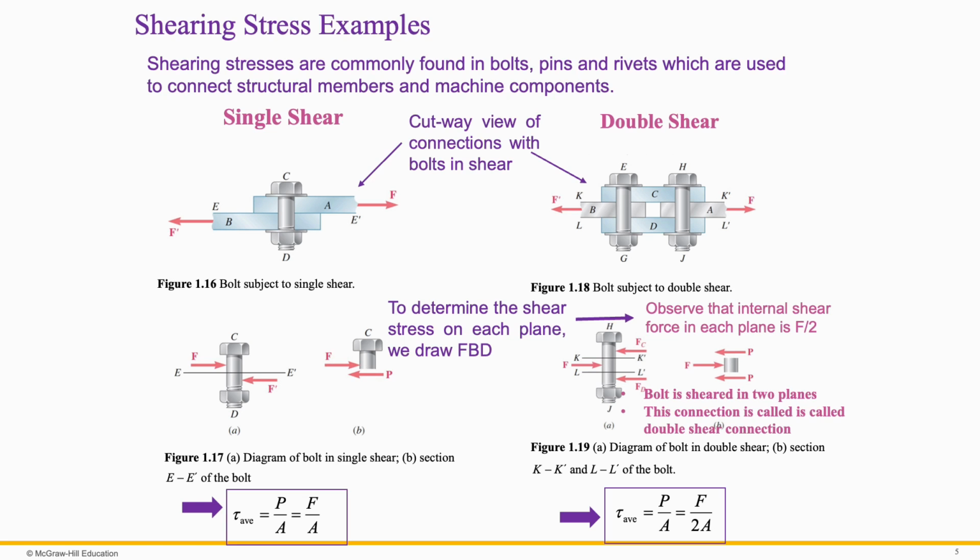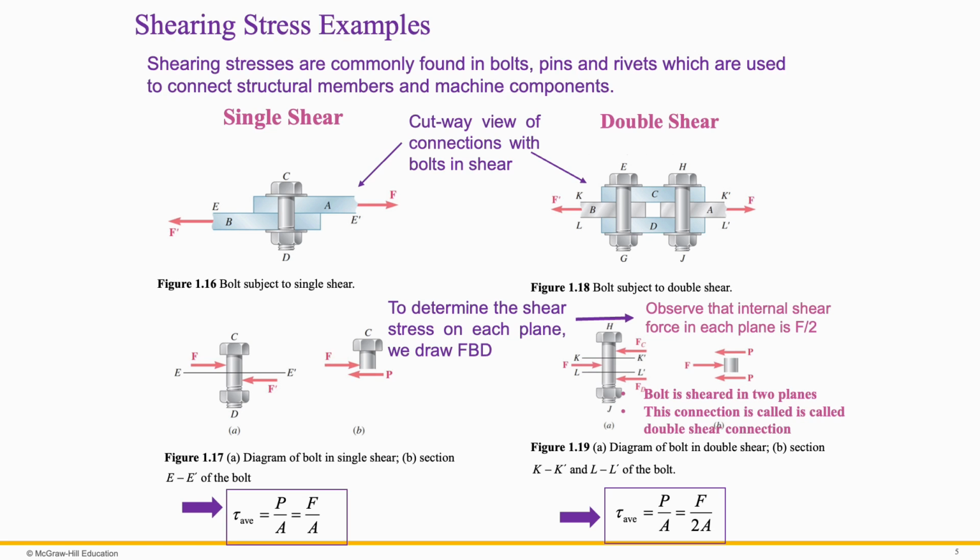One between each interface of the plates. Now, let's focus on figure 119. This free body diagram shows that the total force F is shared equally between the two shear planes. So each plane carries a force of F over 2. Therefore, the average shear stress in double shear connection is tau average equal to F over 2A.